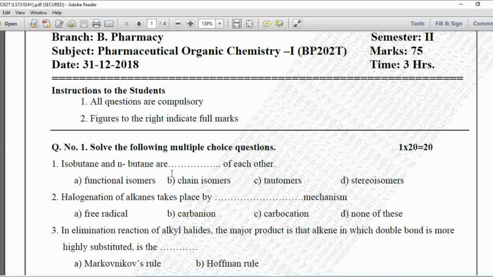So first one MCQ: isobutane and N-butane are dash dash of each other. Option A is functional isomers, B chain isomers, C is tautomers, and D is stereoisomers. So here isobutane and N-butane are the chain isomers of each other. So correct option is B, chain isomers.